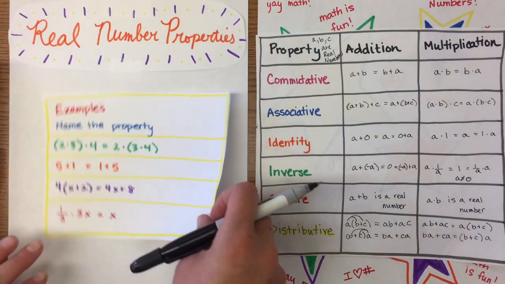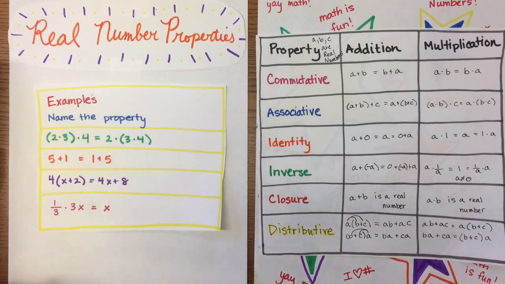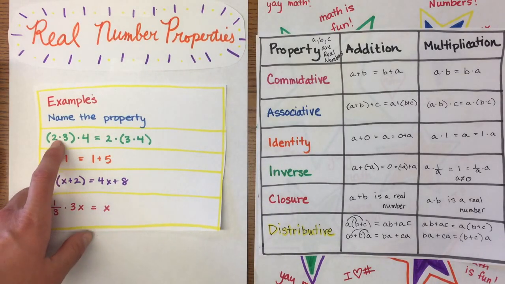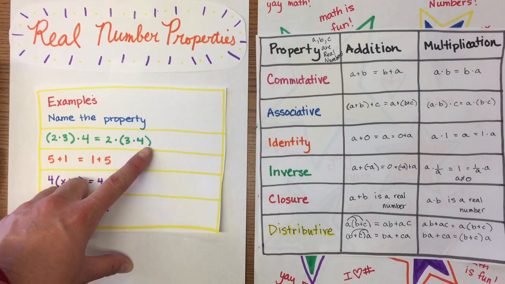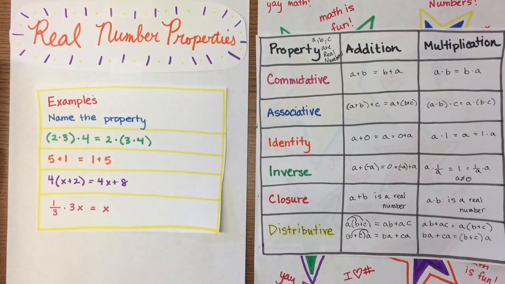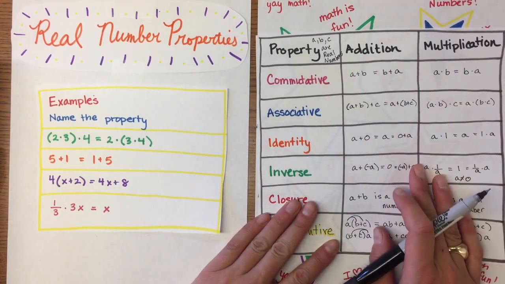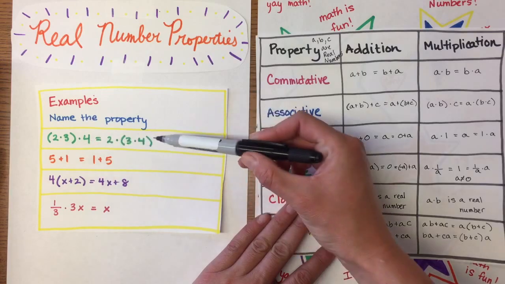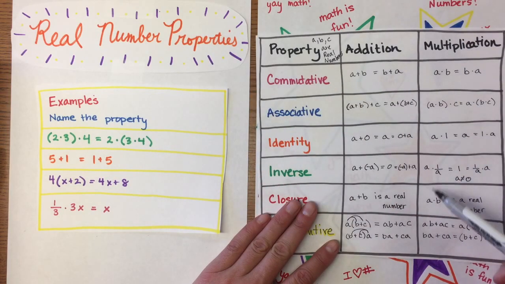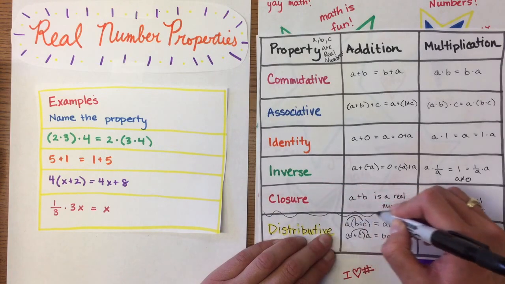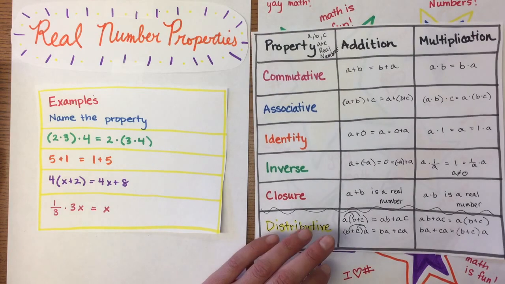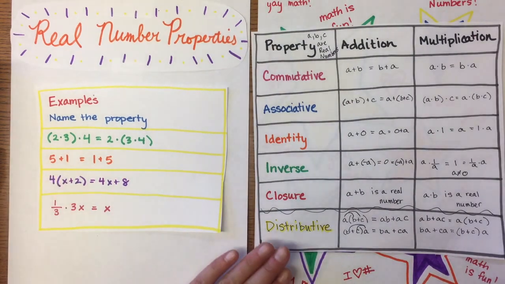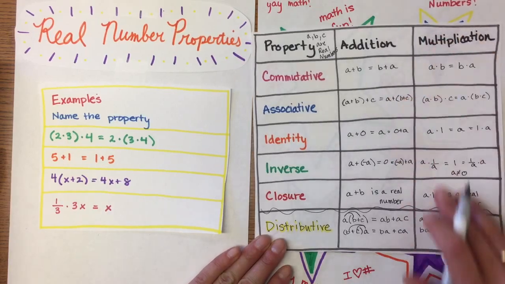For this, we're going to do an example, name the property. So here I have 2 times 3 in parentheses times 4 is equal to 2 times 3 times 4, where 3 and 4 are now in parentheses over here. So one way you can work through this is you can look at your nice table over here and see what it looks like. The first thing I see is there's only multiplication, so this is going to be multiplication properties. Remember the distributive property, it's not the distributive property of addition or multiplication, it's just the distributive property. So that's a little bit different. But I see we've got multiplication, so I'm kind of looking in this column.